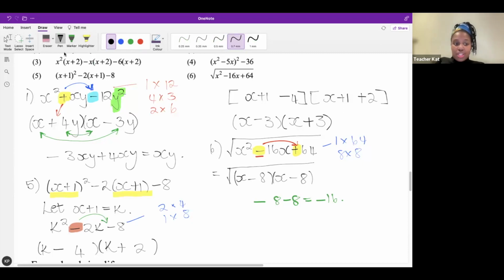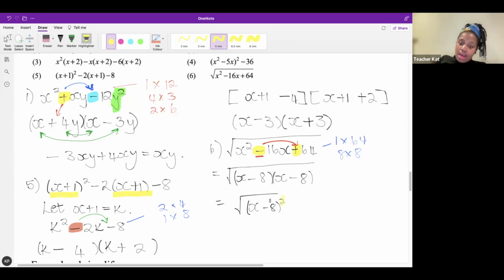Now, I have a factor repeating itself. So how can I rewrite that factor? How can I rewrite something that's repeating itself? I can just say x minus 8, nice Alice, squared. And now what happens with my square and my square root? They cancel out, so then my answer is just x minus 8.